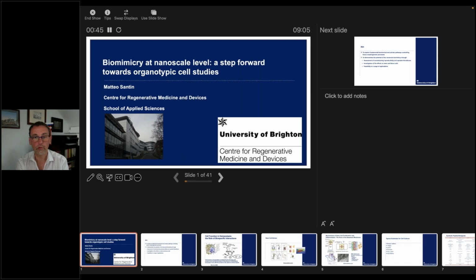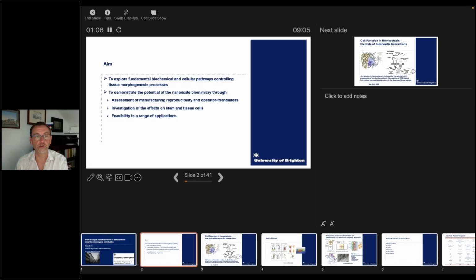basically pushed down to the nanoscale level, and to do so to control the phenotype of the cells, and moreover to direct them towards the formation of tissue-like structures in vitro. What here in the title is called organotypic cell culture.